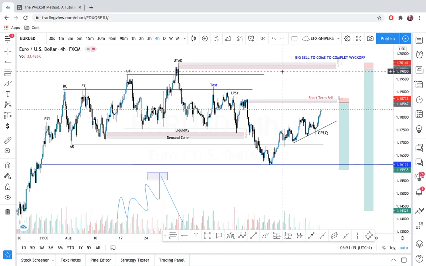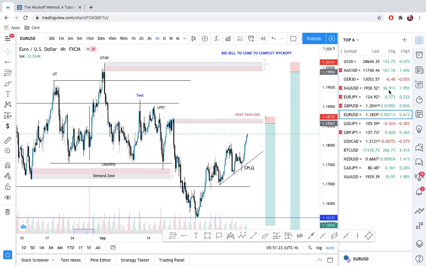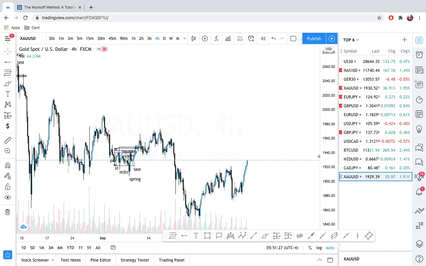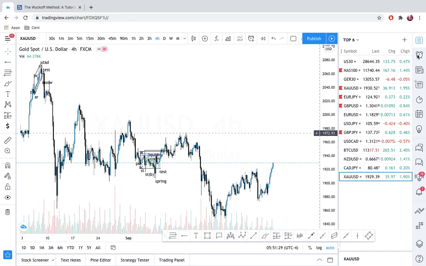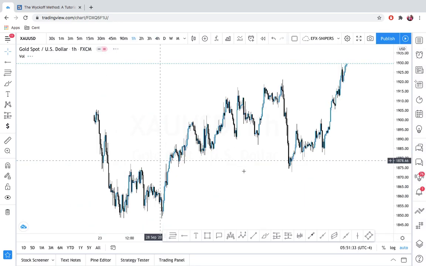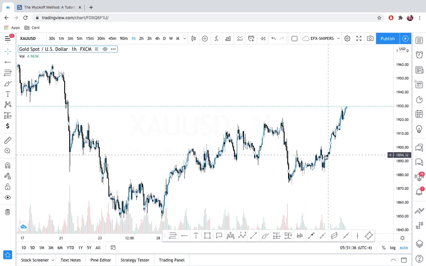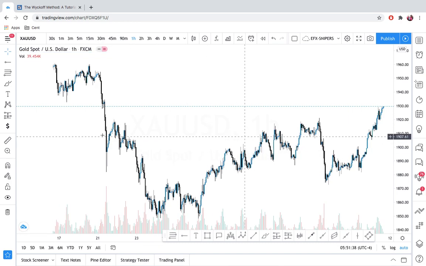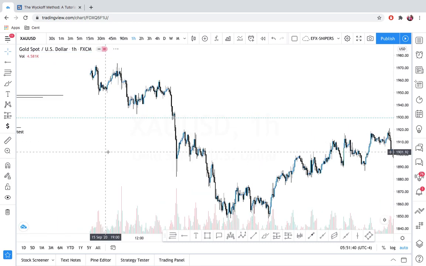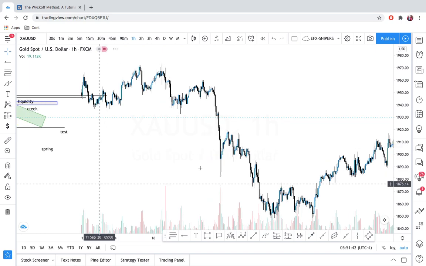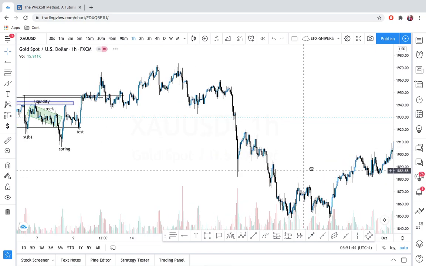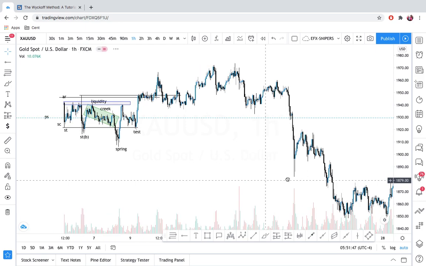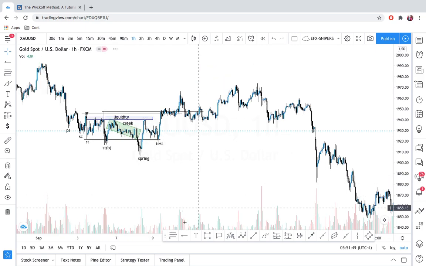So if this zone is going to hold, then I want to show you again on gold. Let me show you on gold. This is gold. Let me go to H1. This is H1, guys.